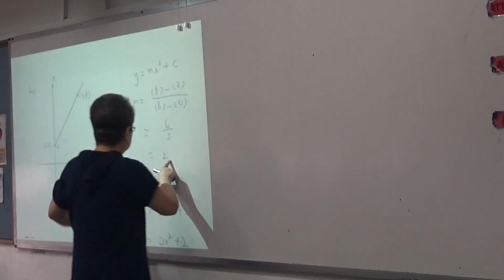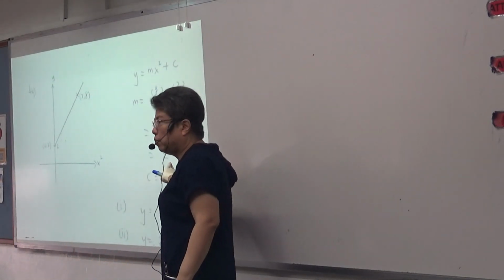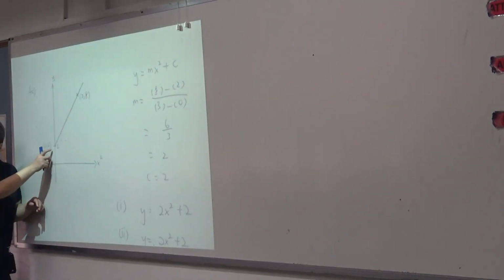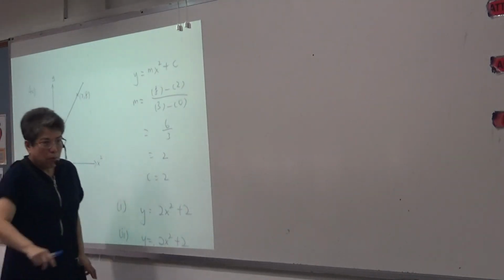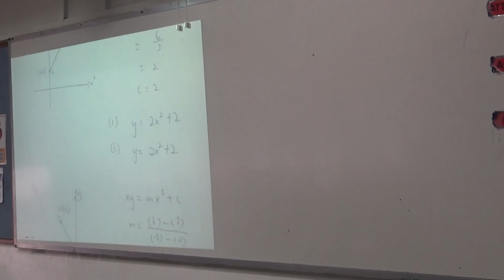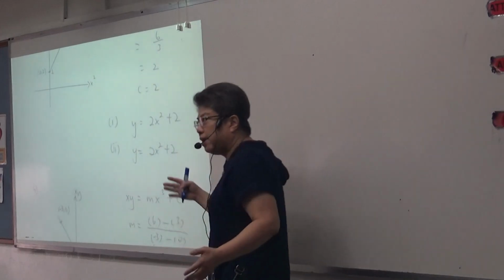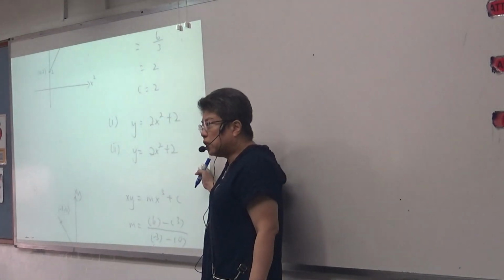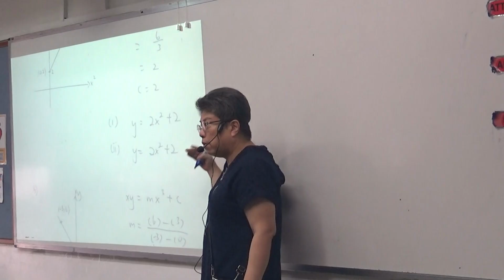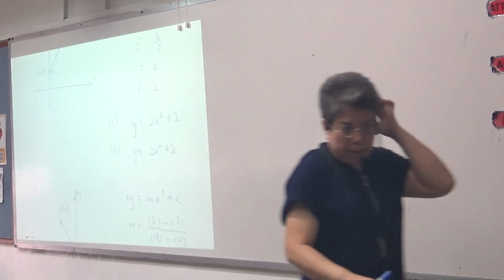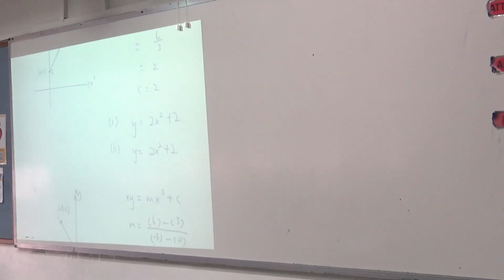What's my gradient? My gradient is 2. Now if you look, it will cut the vertical axis at 2 also. So my answer is part 1: y equals to 2x squared plus 2. Now part 2, they want y in terms of x. It will also be the same thing. This one just so happens that it's the same thing. Later on I will show you those that are not the same thing. Everybody okay? Alright, let's take a look at part B.